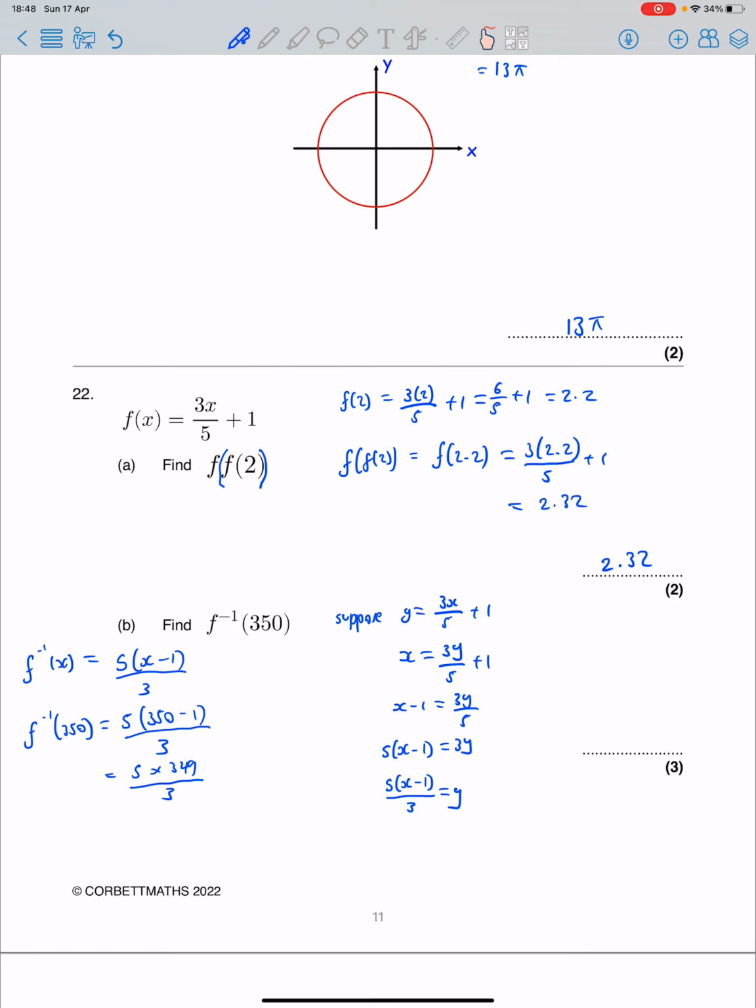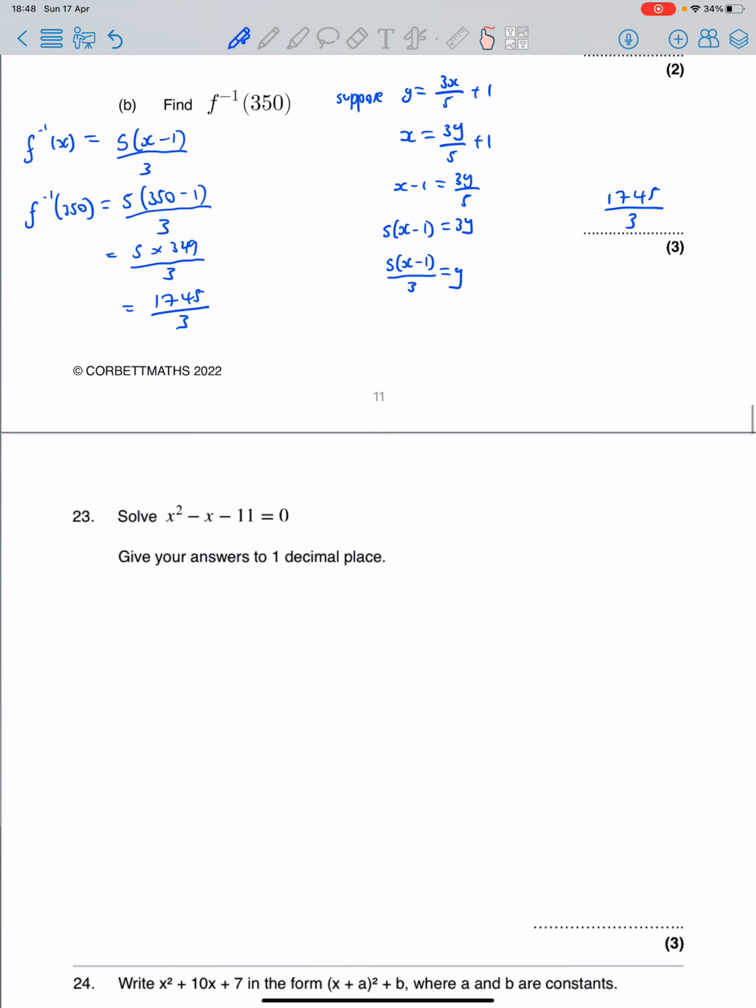So 5 times 349 is 1,745. And then divide that by 3, I guess. So 1745 over 3. I think that's okay as an answer. Yeah, that's fine. 1745 over 3. Lovely stuff. Let's go to the next question.